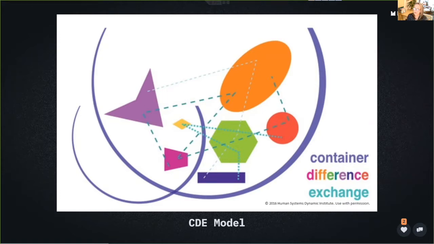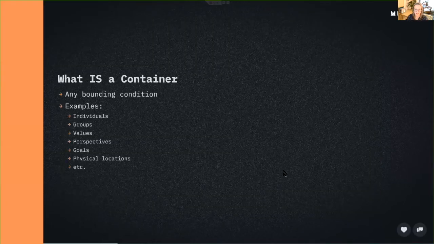We put it into three different parts of the pattern. It's called the container, the difference, and the exchange. We're going to go one by one and just explain those. It might be helpful as we're talking about this model to think of your own network that you are a part of, and what the containers, differences, and exchanges are in your own network. So let's start with container and take a look at that.